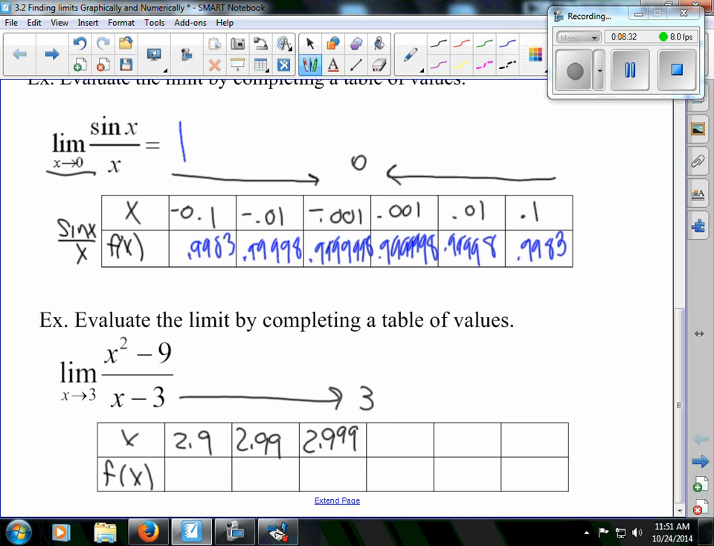Now let's go just over 3, okay? And this one, I want you to plug those in. Make sure you fill out your table and have an answer for this one, okay? I'm going to move on, but I want you all to do that example now. Go ahead and pause it and figure out the answer to this limit, and I'll be looking for that tomorrow.